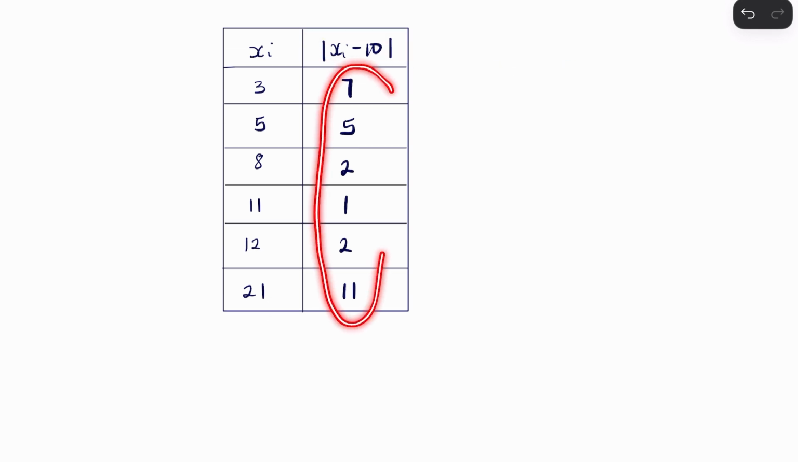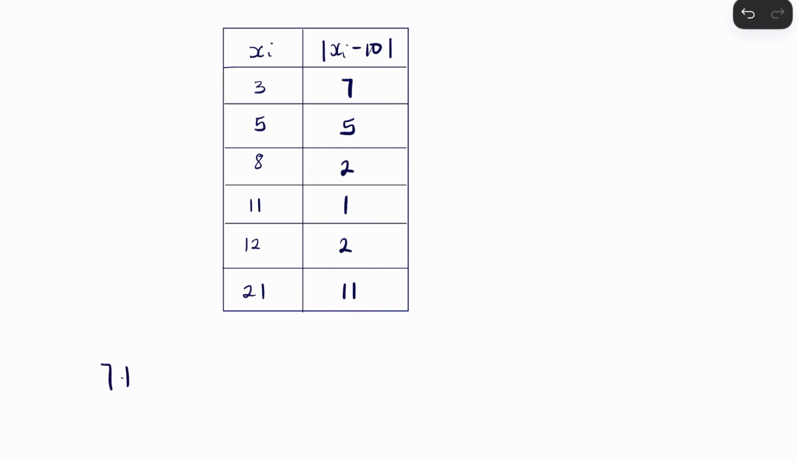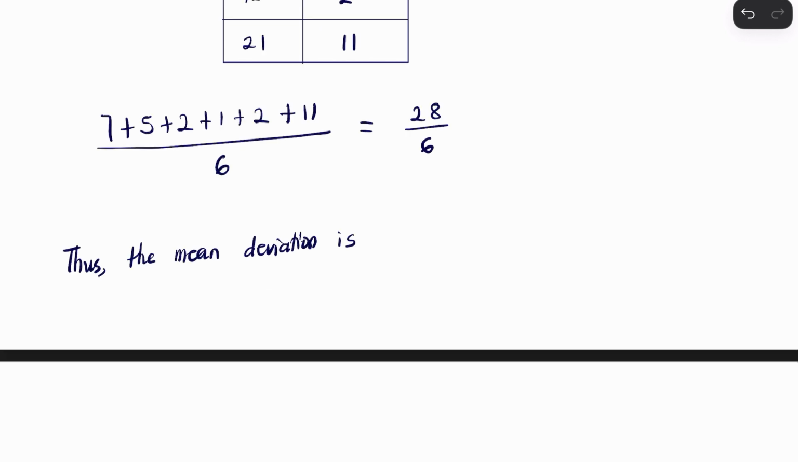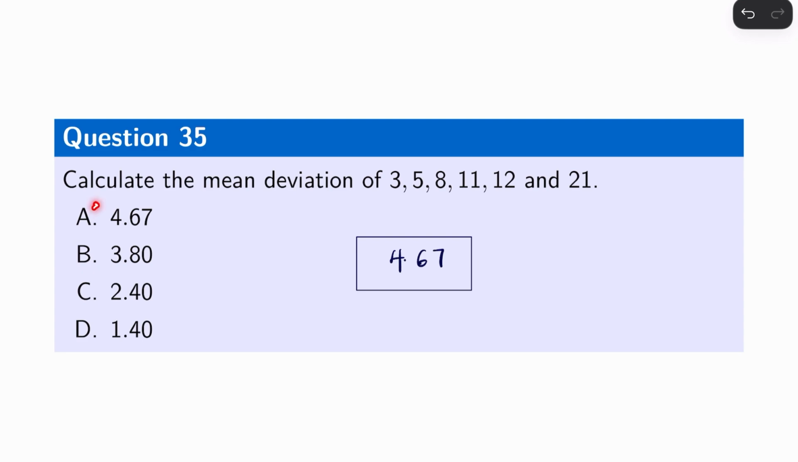We now compute the mean of the deviations, right? So you're going to have 7 plus 5 plus 2 plus 1 plus 2 plus 11 divided by the number of points, which is equal to 6. When you add the numerators, you're going to have 28, then that will be divided by 6. Thus, the mean deviation is 14 on 3, which is approximately equal to 4.67. Hence, the correct option is option A.